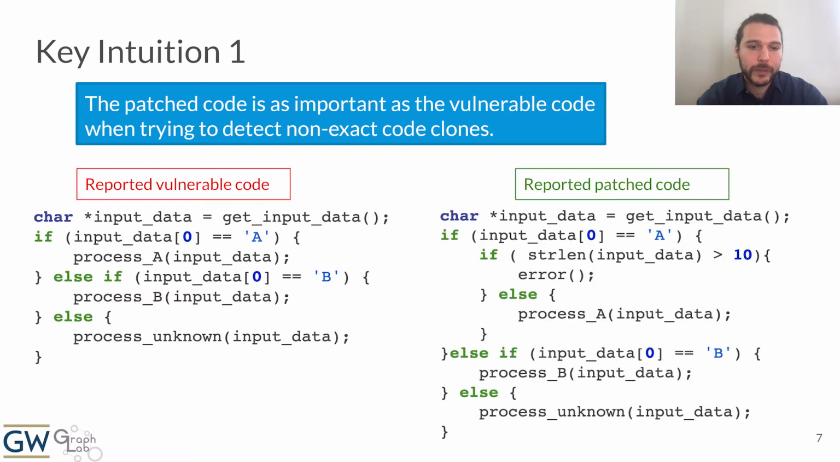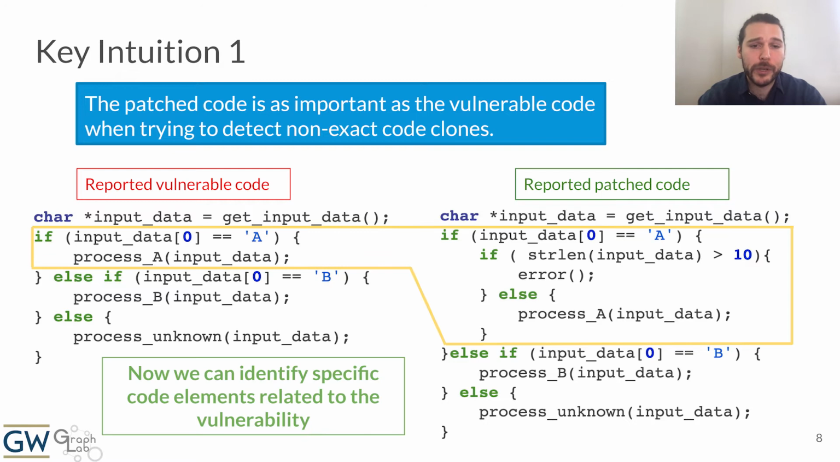So what do we do about this? Well, we have to also incorporate the information from the patched function into our algorithm. Here we see the patched code, which includes an additional size check on the input data to the process A function. By including this information in our algorithm, we can effectively zoom in to the specific code elements that are most related to the vulnerability as well as the patch, which provides a finer-grained view of the necessary code elements a vulnerable code clone must contain.